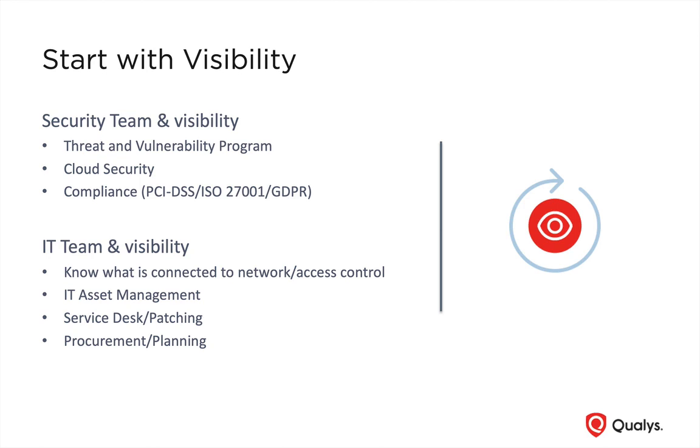IT teams also need to understand visibility and see what's part of the network because they are managing the network and the network access control: what assets have been deployed, what software has been deployed, and what software, hardware, and operating systems are end of life or end of support. And this would allow them to appropriately plan for the future. So having a good inventory is the start. It's step one of these processes.